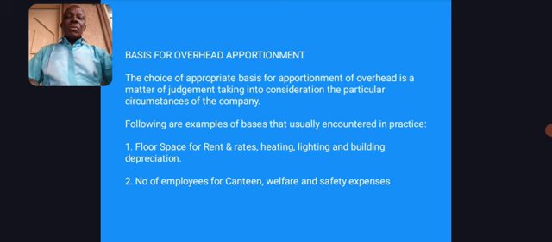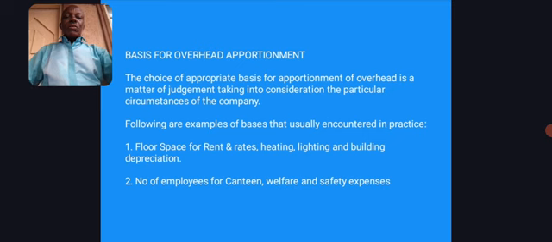Now, let's take some examples here. We want to take two examples of basis for apportionment. The first example has to do with floor space. Floor space can be used as a basis for apportionment, and it is used in some cases for things like rent and rates. You remember the illustration I gave you of a company that has two departments, one a supermarket and the other a bakery. Now, they are paying a bulk sum, say $5,000 per year for using the warehouse.